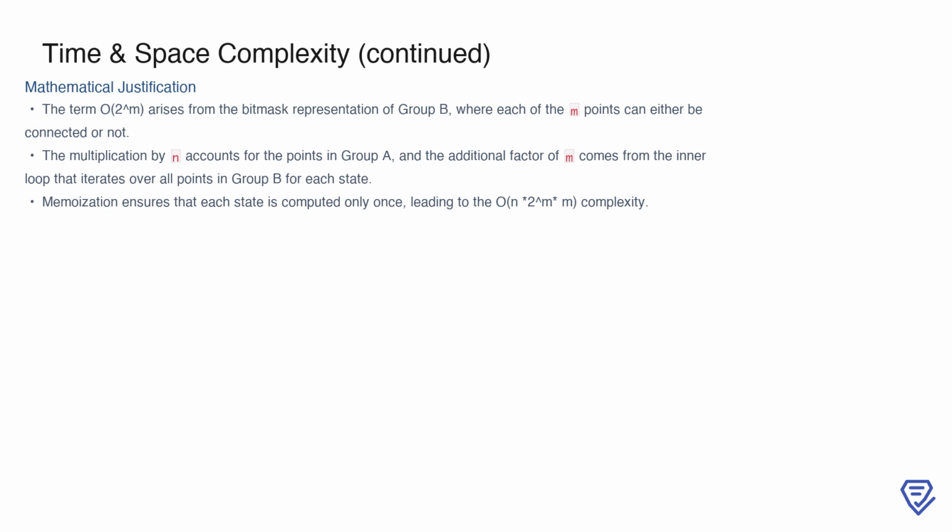Memoization ensures that each state is computed only once, preventing redundant calculations and solidifying the overall complexity as O(n times 2 to the power of m times m). This balance of computation and optimization makes the dynamic programming approach both effective and efficient for solving the problem.